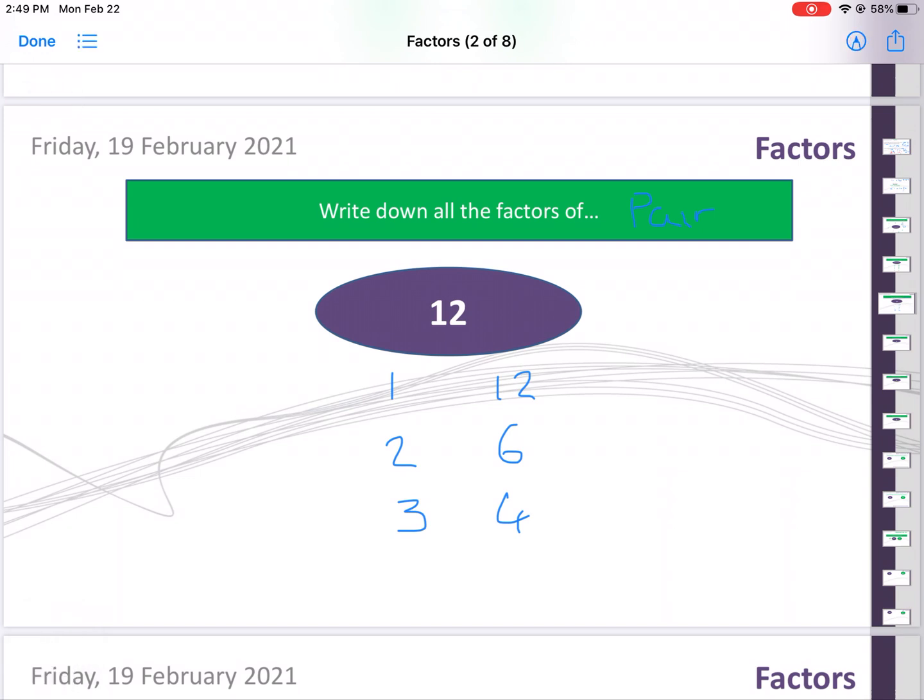Now that's the exhausted list for 12. There may be more and more and more as we look through different numbers. So for 40 there might be a longer list than there is for 12, for instance. Okay, but for 12 that's all we have.